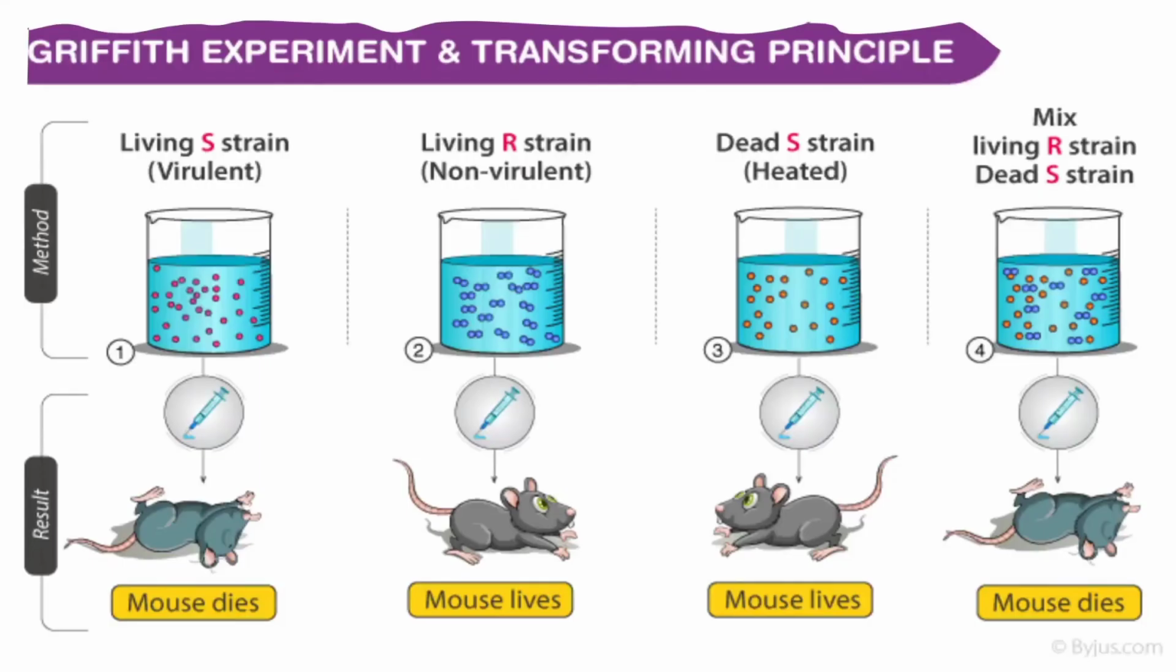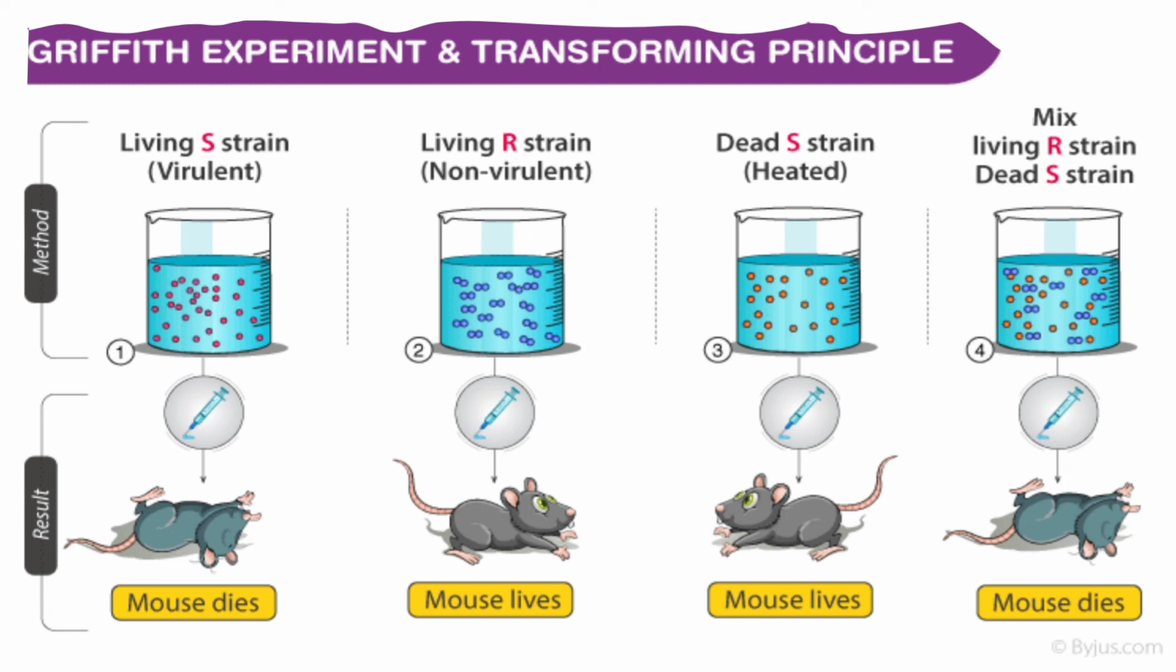And then when you see about the transformation principle, Griffith gave this principle. He took strains of Diplococcus pneumoniae. He took two strains, one is the S strain and another one is the R strain. S strain means smooth strain, R means rough. Smooth strain is virulent in nature, whereas R is non-virulent. You have this in your mind.